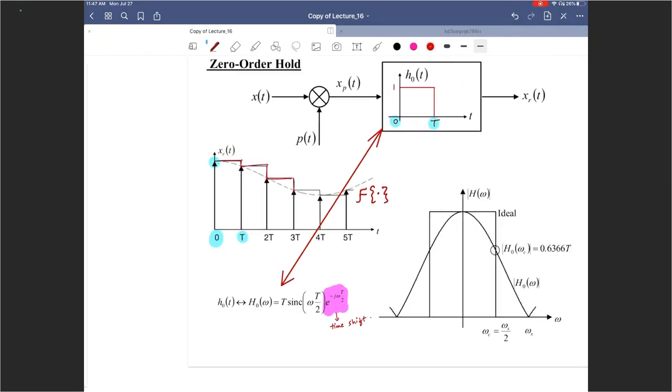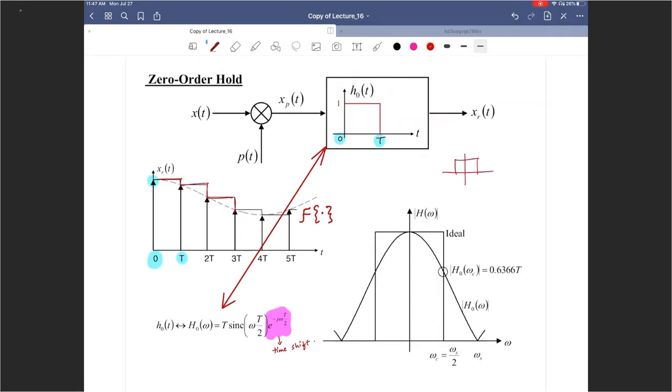Because in order to find this, what will you do? You will start off with a rectangle between negative t over 2 to t over 2. You will find the Fourier transform of that, and then you will shift it right to get that, right? And that shift is by t over 2, which is giving you that additional e to the negative j omega t over 2 term in the frequency domain. But that's what it looks like. That's the frequency response of the zero order hold filter, a sinc function in frequency. So in time, it's a rectangle. In frequency, it's a sinc.